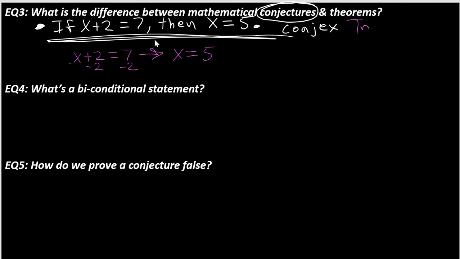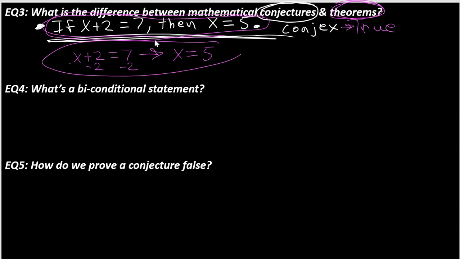So that means that this guy is true, right? So when I prove a conjecture true, that makes it, in math, that makes it a theorem. Okay, so this guy here is now a theorem. It has been proven here algebraically beyond any shadow of a doubt. Okay, so that's the difference between conjectures and theorems. Pretty simple there.